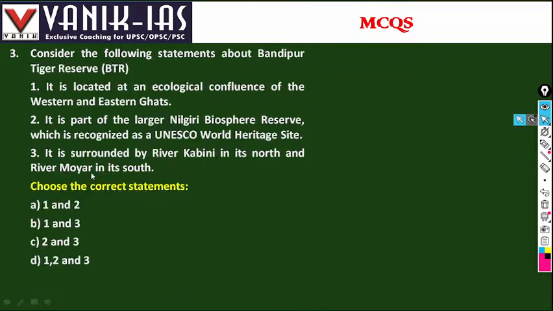Consider the following statement about the Bandipur Tiger Reserve. It is located at the ecological confluence of the Western Ghats and the Eastern Ghats. That is right. It is part of the larger Nilgiri Biosphere Reserve, which is recognized by UNESCO as a World Heritage Site. That is right. It is surrounded by the river Kabini in its north and the river Moyar in the south. So here all three are correct.